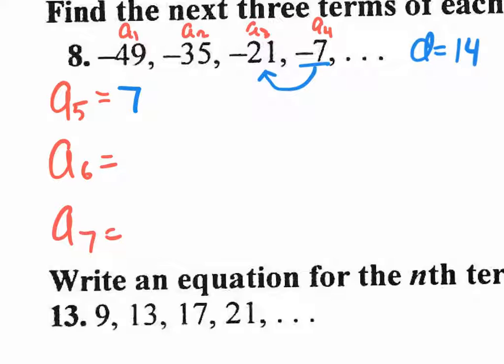So the fifth term is going to be positive 7. Why? Because negative 7 plus 14 is positive 7. And then 7 plus 14 again is 21. So the next term would be 21. And then 21 plus 14 is 35. So those are the next three terms. Pretty easy to do once you find that D value.